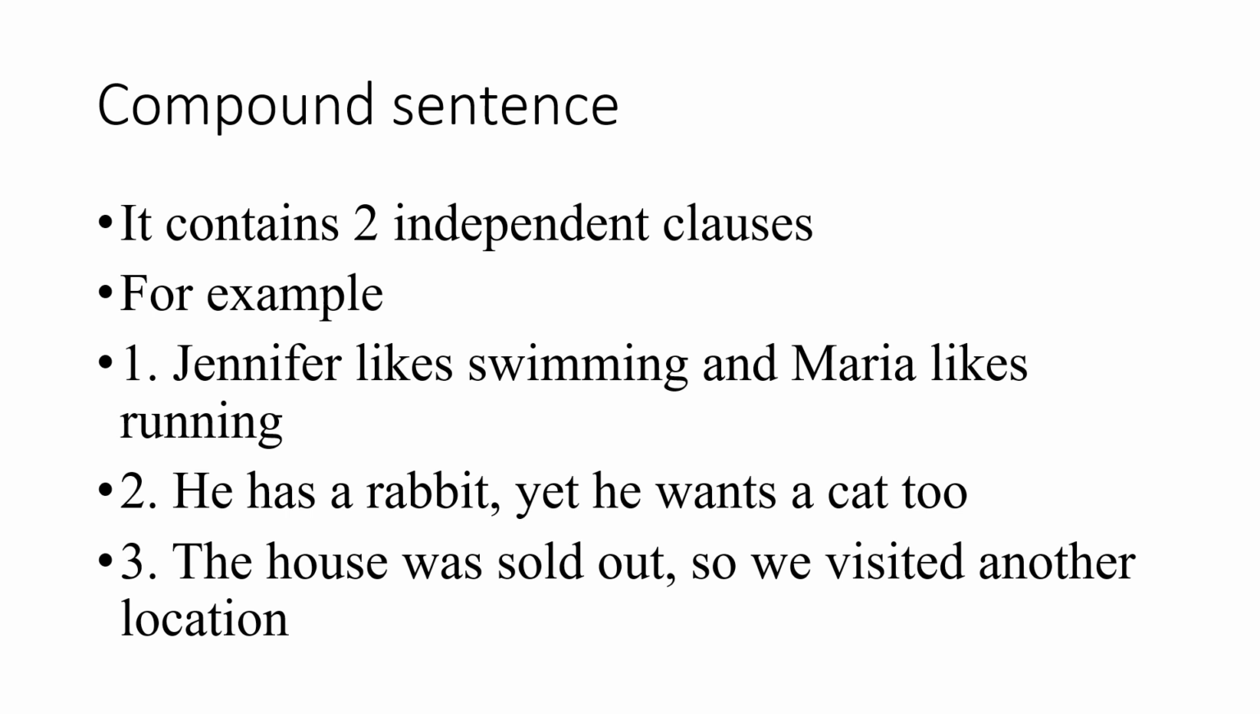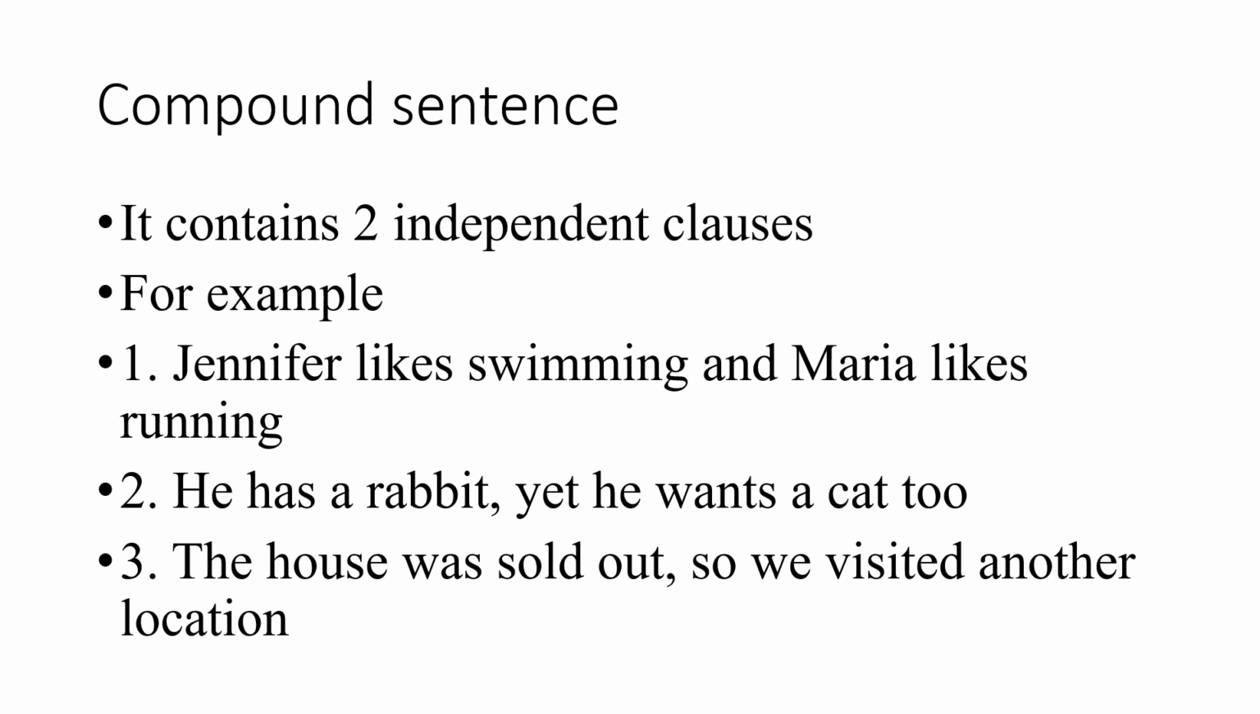In the examples, we can see "Jennifer likes swimming and Maria likes running." There are two independent clauses. One clause is "Jennifer likes swimming," and is the coordinate conjunction, and "Maria likes running" is another independent clause. So we have two independent clauses joined with a coordinate conjunction. So this is a compound sentence.